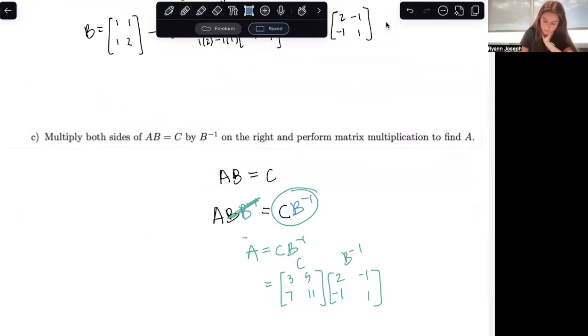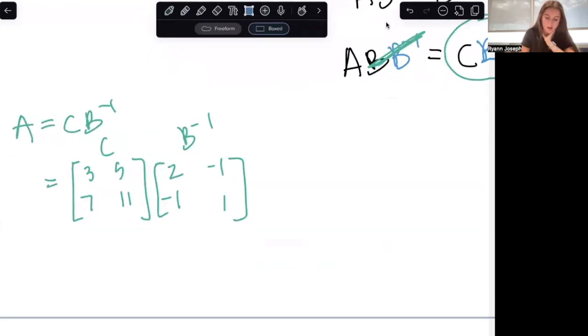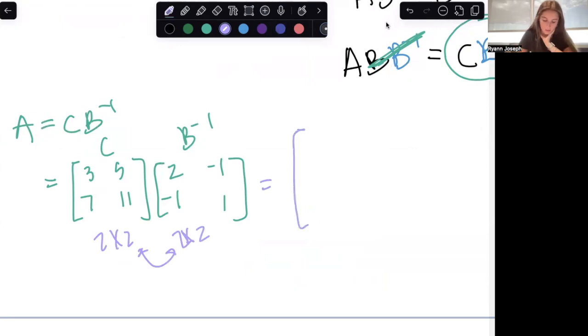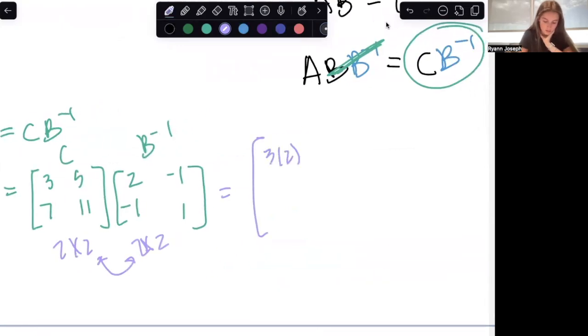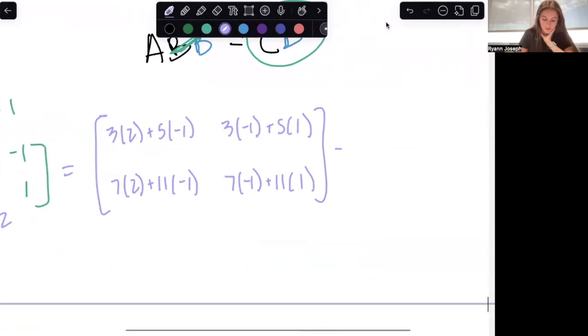I want to solve for A. Looking at this, I already knew A was a 2 by 2, but I can also see that it's going to be a 2 by 2 because these match, and it's going to result in a 2 by 2. So I can multiply these out. 3 times 2 plus 5 times negative 1, 3 times negative 1 plus 5 times 1, 7 times 2 plus 11 times negative 1, 7 times negative 1 plus 11 times 1. And I can do this out.